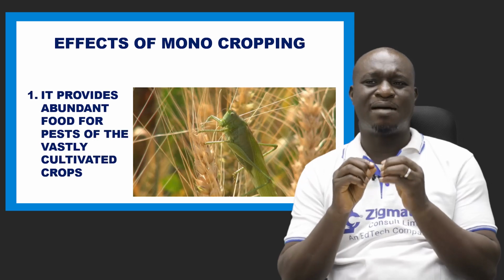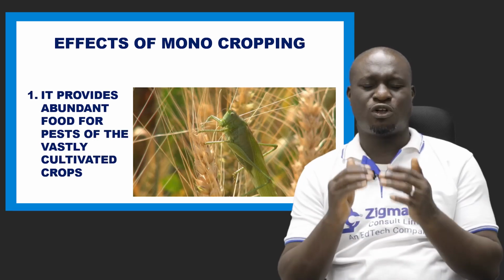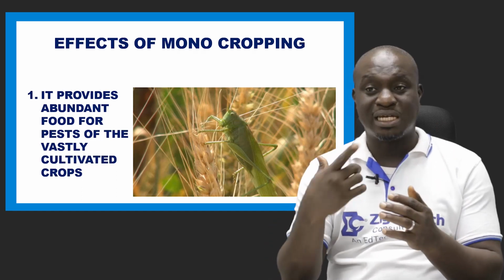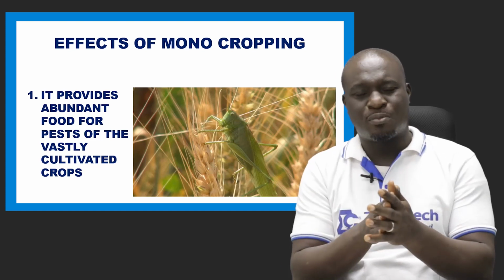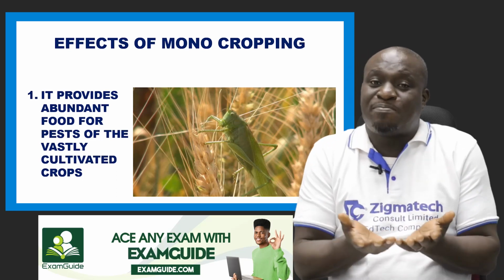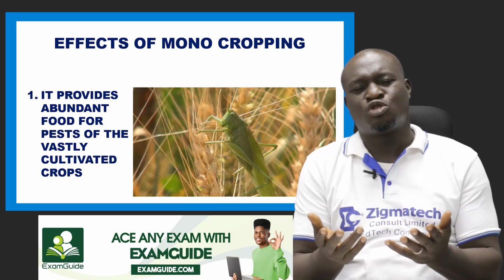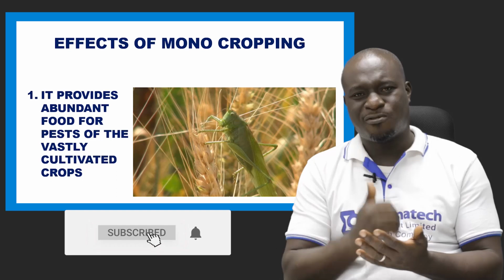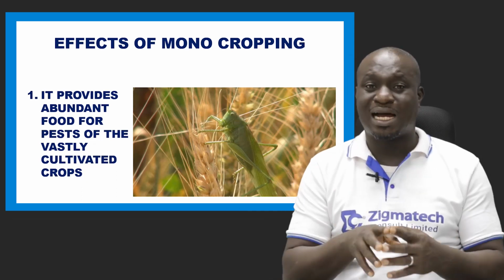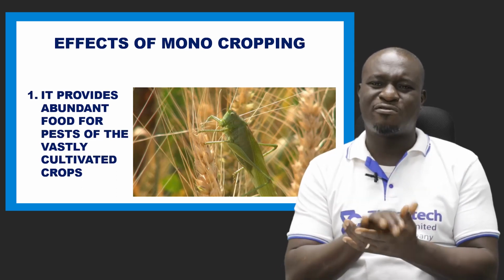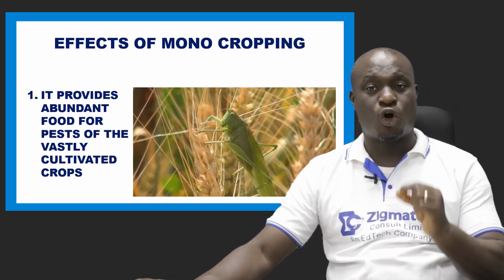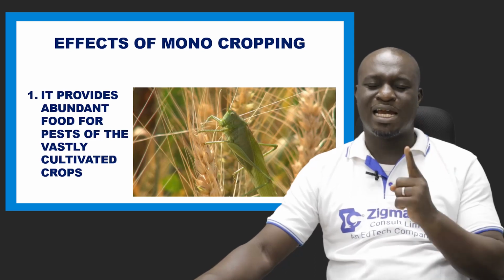Number one is that it provides abundant food for pests of the vastly cultivated crop. Now, if you are planting a particular crop in a piece of land, and you're doing it every year, it means that for a particular pest of that kind of crop, you have actually provided abundant food for them to feast on and also to destroy. So it leads to an increase in the population of pests in a particular farmland. In subsequent classes, we will be looking at some of the effects of pests on crops, on the farmland and even on the ecosystem at large. So it has a negative effect of increasing the population of pests in that piece of land based on cultivating just one particular crop.